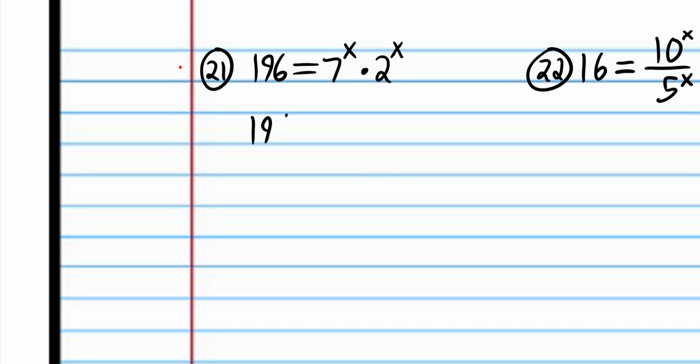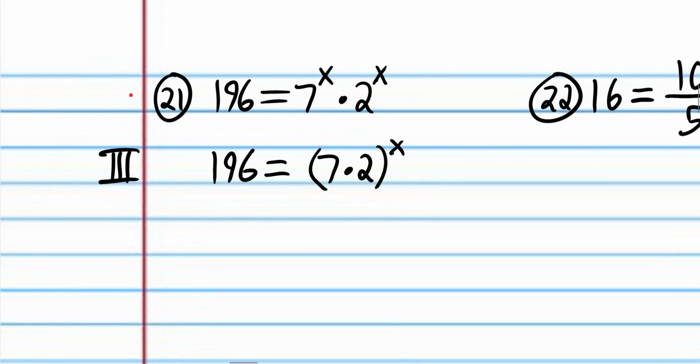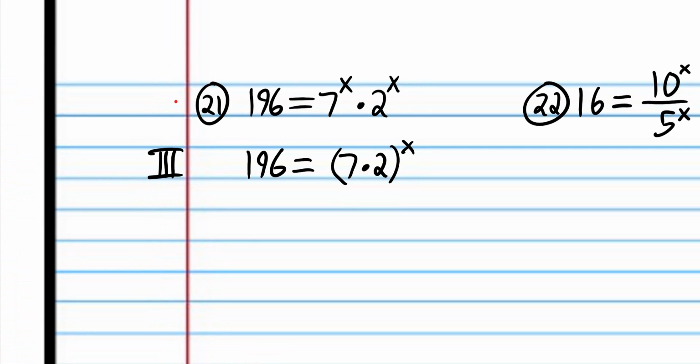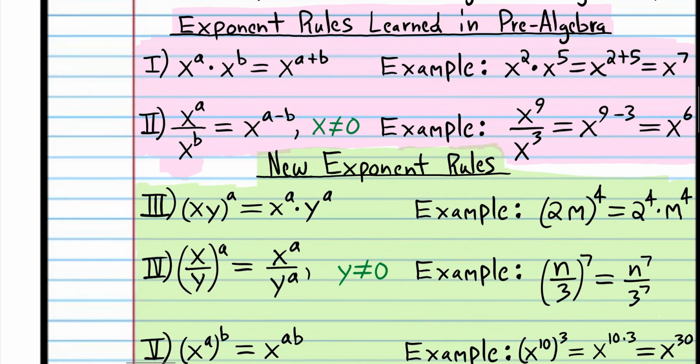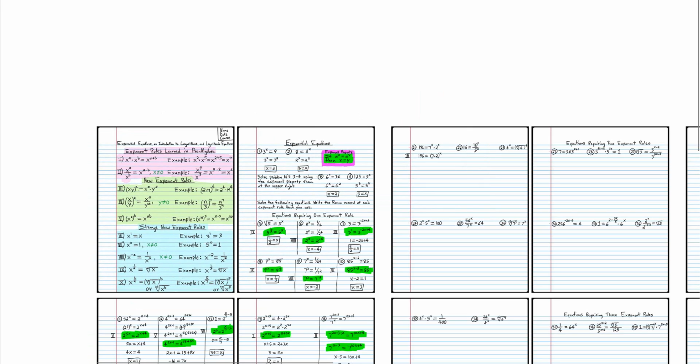So I'm going to use rule number 3, which tells us that this becomes 7 times 2 all raised to the x power. So remember, rule number 3 tells us if you have the product of two numbers raised to a power, that equals the first number raised to the power times the second number raised to that same power. The only difference is now we're going backwards, you see. For rule number 3, we went from here to here normally, but now we're actually going backwards. Sometimes you're going to have to go backwards with these particular problems.